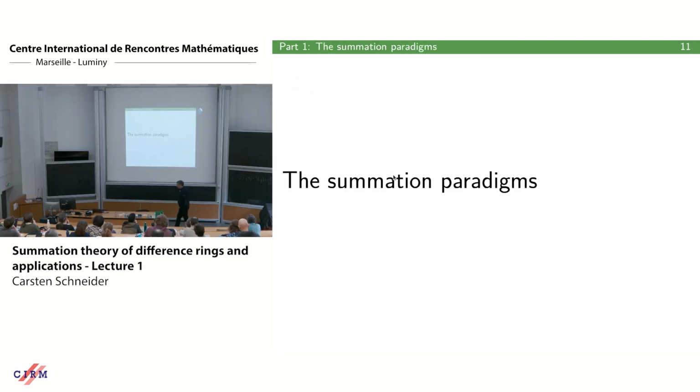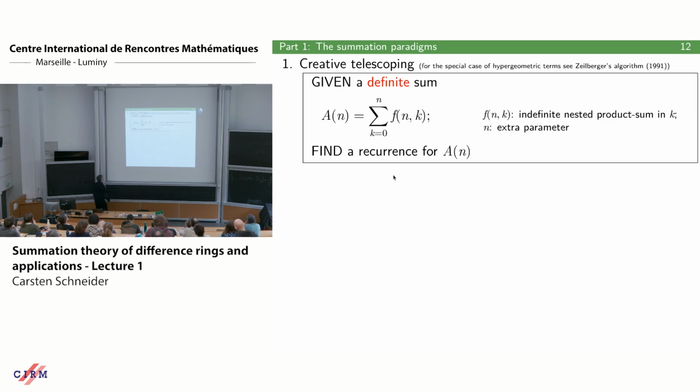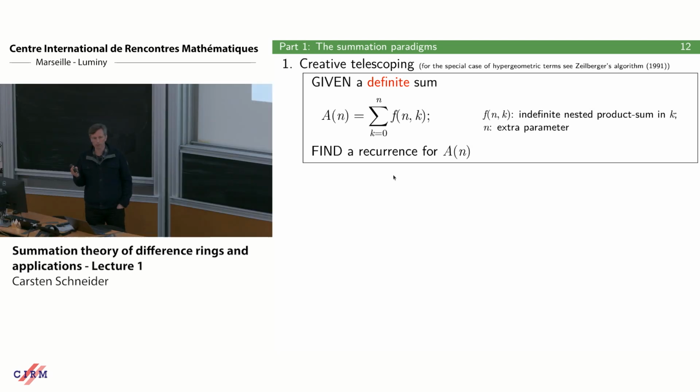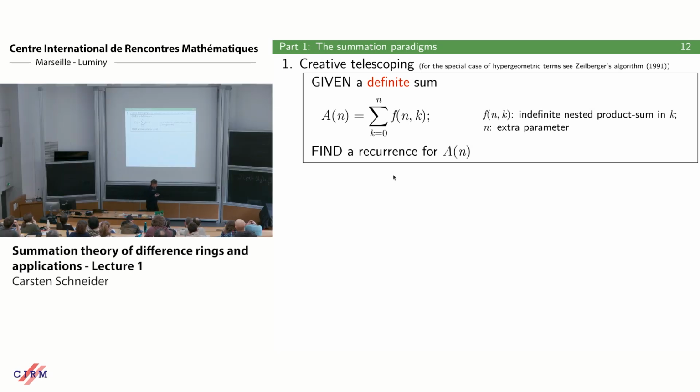Okay, so let's recall the summation tools. The first one was creative telescoping. You are given a definite sum, where the summand can be hypergeometric, like Gosper, but in Zeilberger's version, or it can be an indefinite nested sum and product. I will make this a bit more clear in a minute. So harmonic numbers can be involved, more general objects can be involved. Then I can try to find a recurrence. It's not always clear that I find a recurrence. It depends on the structure. So if, for instance, harmonic numbers pop up in the denominator, it's not clear that there's a recurrence. One has to try, and there are no existence theorems so far.